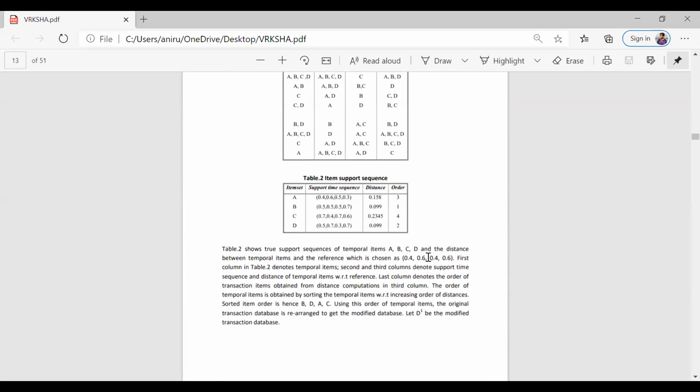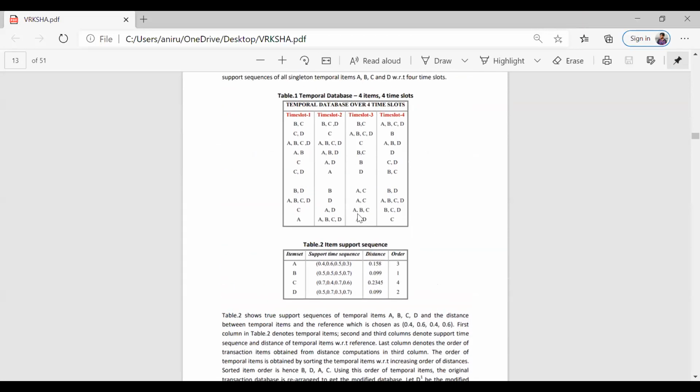How do you generate the time sequence for any item? The support sequence, actually. Since we take the input initially, ma'am, let us take item A. So we take item A.